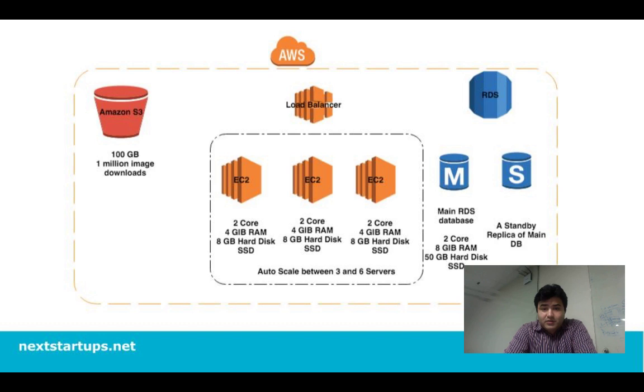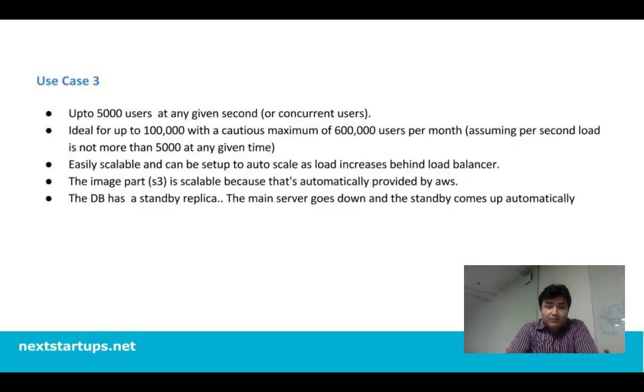So now these servers can auto scale between 3 and 6 servers depending on how much per second load your servers are getting. And the RDS service is basically the same, with a bit of change in the main RDS database: I've increased it from 1 core to 2 cores and 8 gigabytes of RAM with a 50 GB hard disk. So let's look at what this architecture can handle. You can see that this system is a beast. It can handle up to 5,000 concurrent users at any given second. Ideal for up to 100,000 users, but it can take a cautious maximum of 600,000 users per month, assuming again that your per second load is not more than 5,000 at any given time.